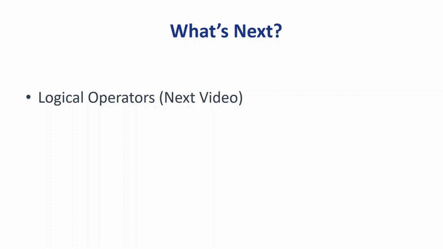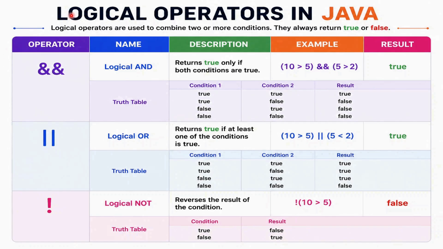So what's next? The next video will be on logical operators. What are logical operators in Java? Logical operators are used to combine two or more conditions. They always return true or false. So we have an operator here whose name is logical and, and the description is it returns true only if both conditions are true.